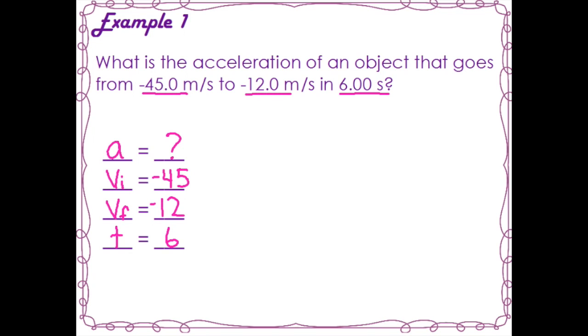Before we even start this, let's think about it. What direction is it going? Negative. The whole time it's negative. Negative 45, negative 12. So it's going in the negative direction. And if it was going negative 45, then negative 12, I know it's getting slower and slower. So that's a minus, minus. I would expect my answer to be a positive acceleration. Let's hope this works out.